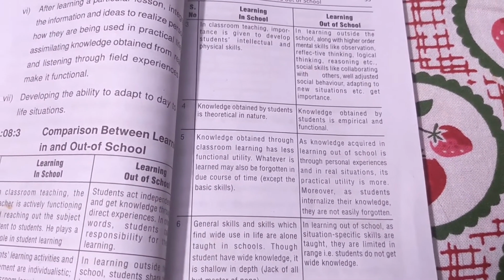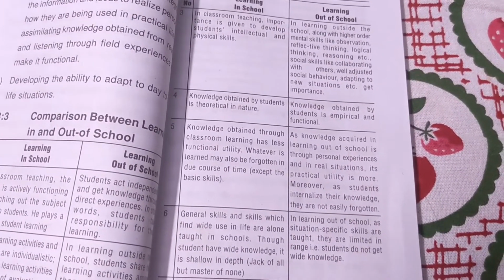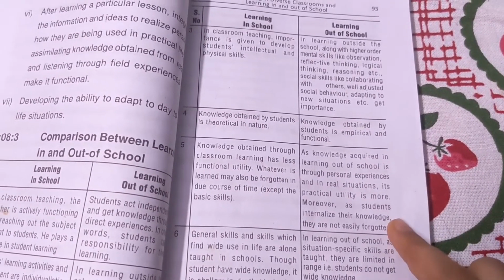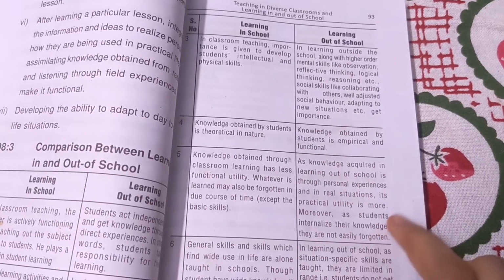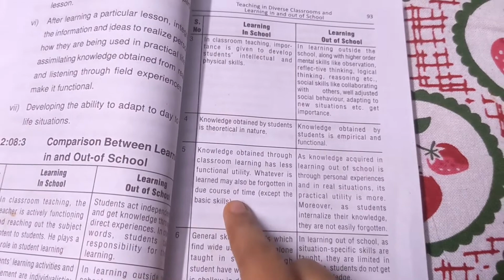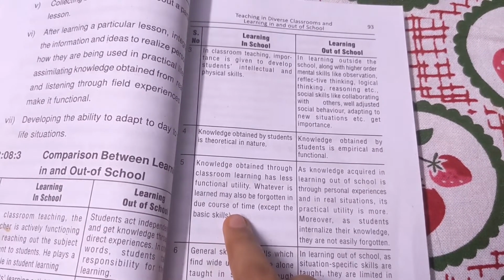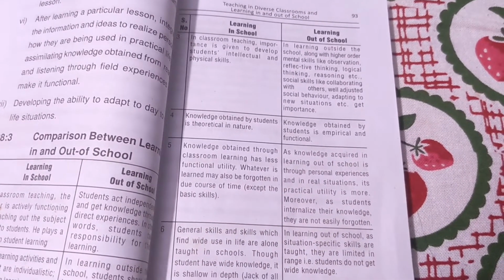When you learn some theory, you will forget it soon. When you're practically doing, you will remember it for a longer period of time. So the knowledge, whatever you have gained from learning out of school, you will not easily forget it. Whereas the knowledge which you have gained from learning in school, it can be easily forgotten. So this is about the fifth point.